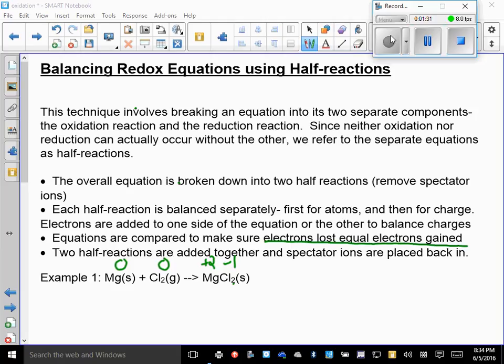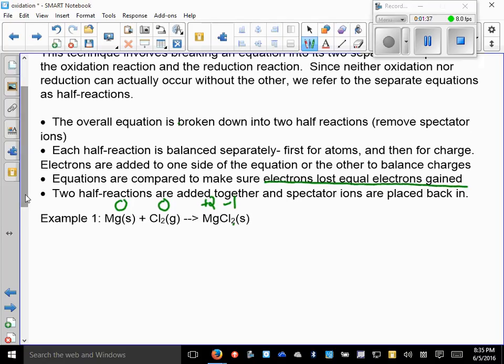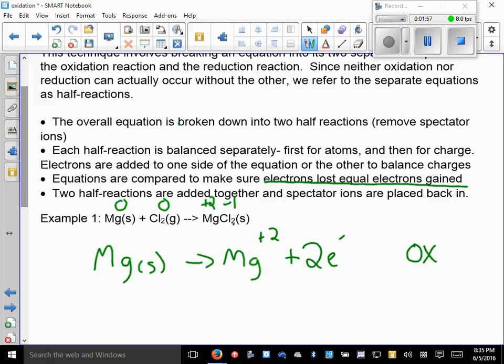We have 2 times negative 1, so that gives me negative 2. So Mg must have a 2. Looking at this, Mg goes to positive 2, so it had to lose 2 electrons. Because it lost electrons, it's oxidized. Okay. Our other reaction that's going in is chlorine. Chlorine went from 0 to, so we had 2 chlorines. 2 of them went from 0 to -1, so there were 2 electrons being gained.